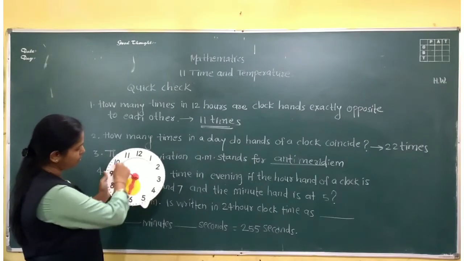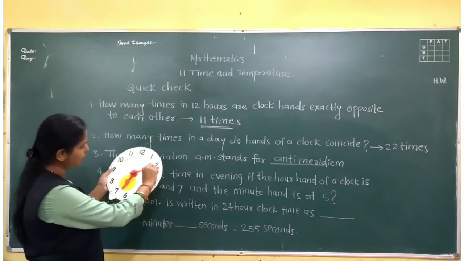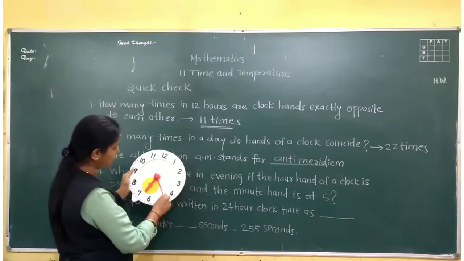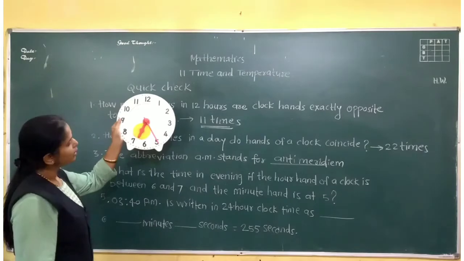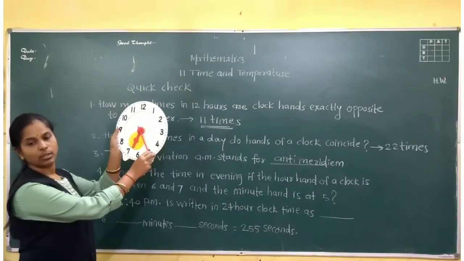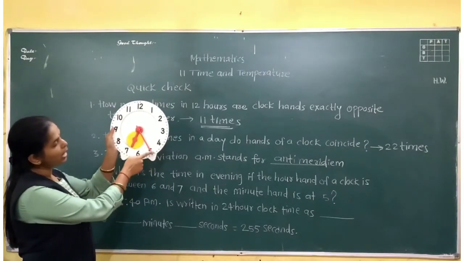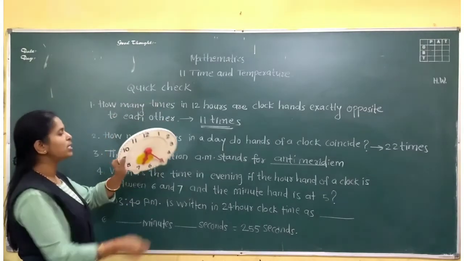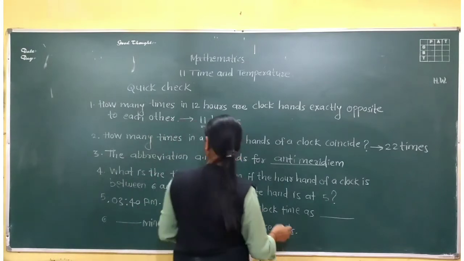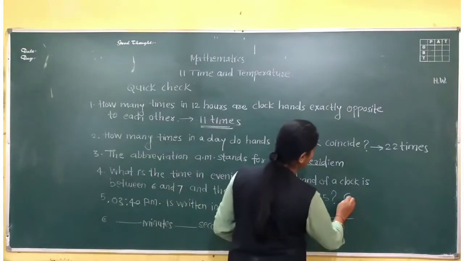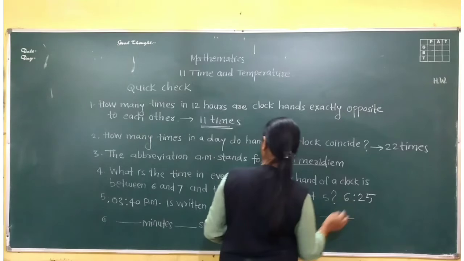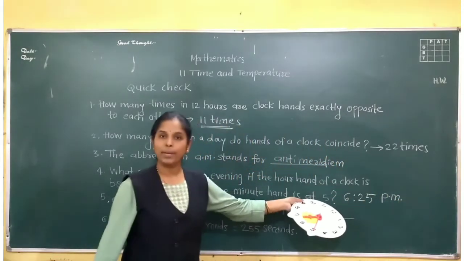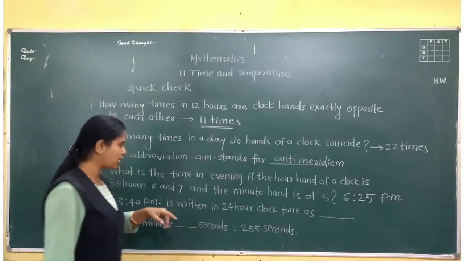See, when the hour hand is in between 6 and 7 and the minute hand is at 5, what is the time? Can you see? It is 6 o'clock over, and how many minutes over? It is on 5. The minute hand is on 5. That is 5 fives are 25. So the answer is 6:25. Evening means it will be AM or PM? PM, post meridian.